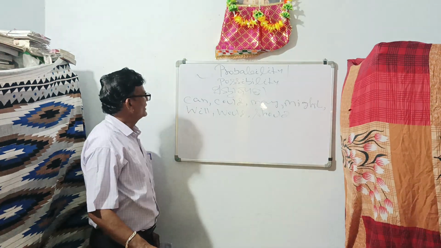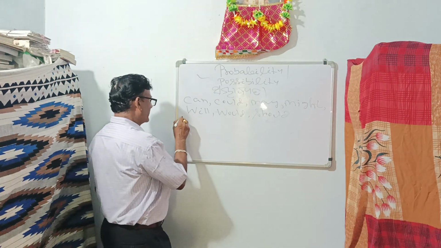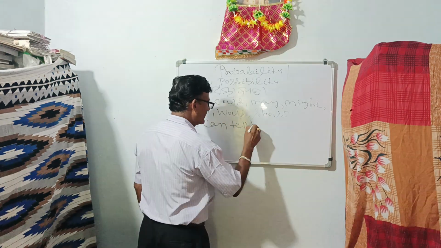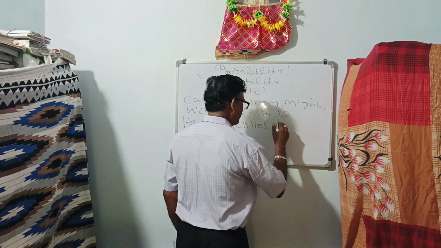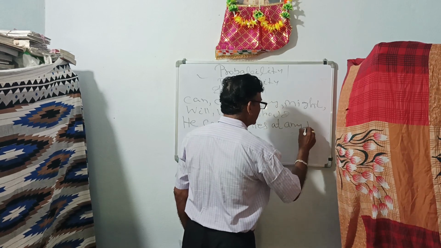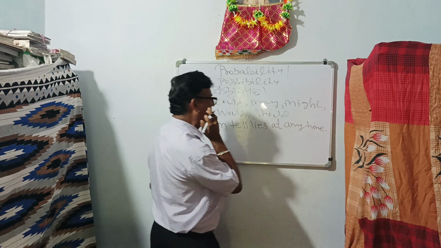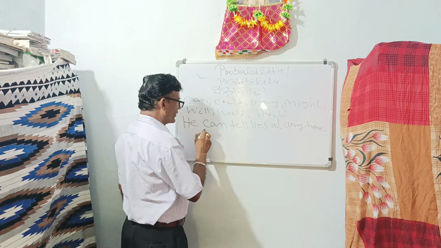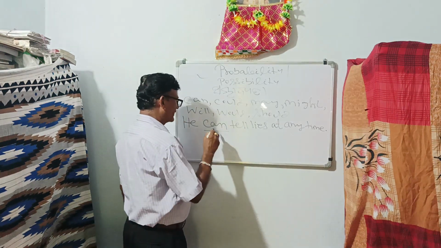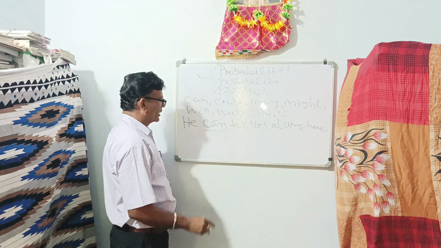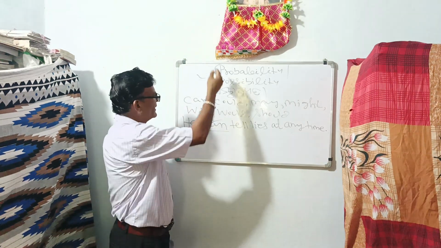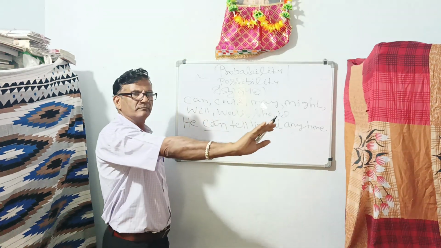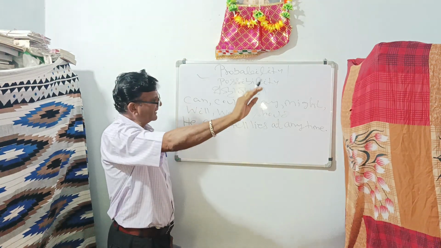Can, probability. He can tell lies at any time. Can is a modal auxiliary verb which expresses probability, and it is probable, it is possible on his part to tell lies at any time.